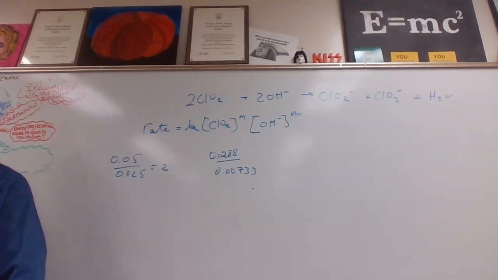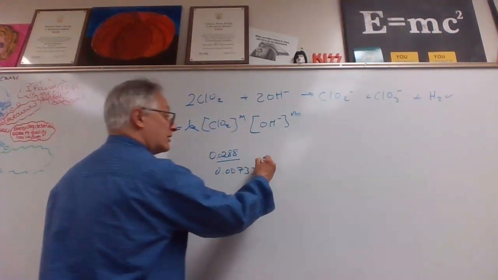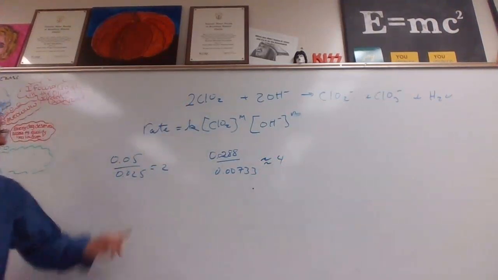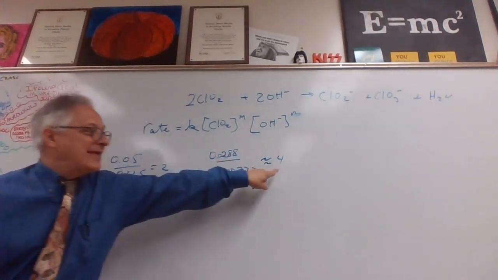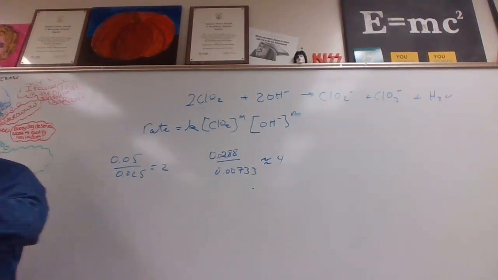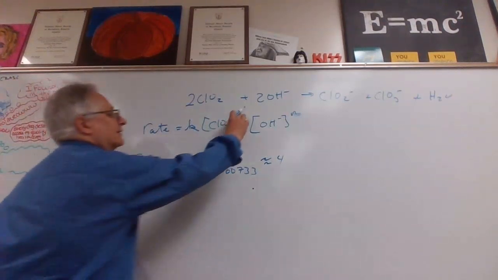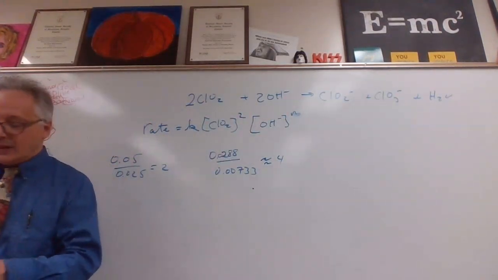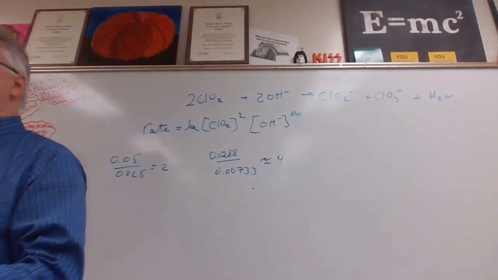Do you want me to do it? Yeah, you're really close to 4. That's pretty darn close to 4, isn't it? So, Anna, if I double that concentration and that goes up by a factor of 4, what's my exponent? Doubles. Then the order would be 2. Yes. Good.